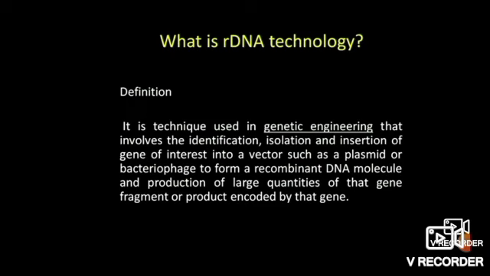So, what is the definition? It is a technique which is used in genetic engineering, and this technique involves identification, isolation, and insertion of gene of interest, any gene which we want, into a vector. Vector is a carrier. This vector can be a plasmid or a bacteriophage. Plasmid, bacteriophages, and all can be used as vectors. So, first, we are taking the gene of interest and inserting it into the vector gene, plasmid gene or bacteriophage gene. Now, this becomes a recombinant DNA molecule. So, recombinant DNA molecule is produced.